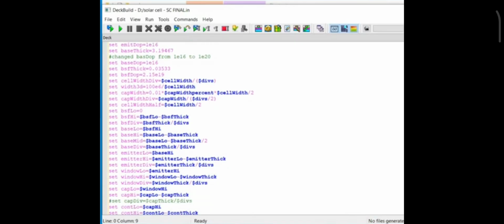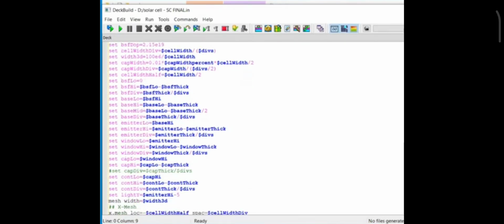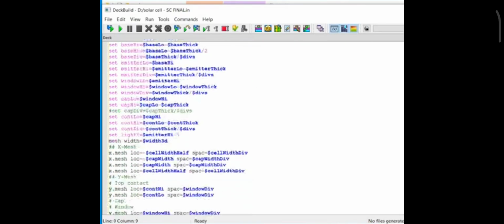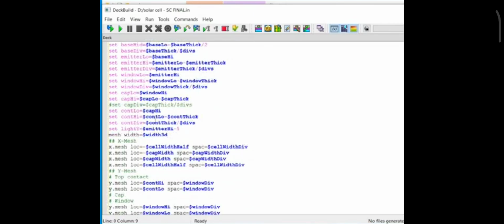Other parameters: emitter, base, doping, length, thickness. I have defined everything. Then the window low, window high, window division, cap low, cap high. Some parameters are used for defining meshing. Next, I have defined some other parameters with the help of the set statement. Next, I have started the meshing.